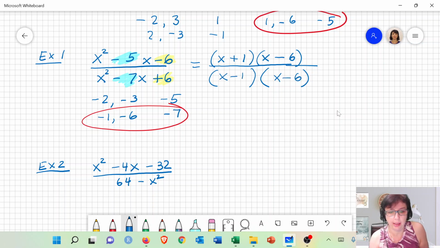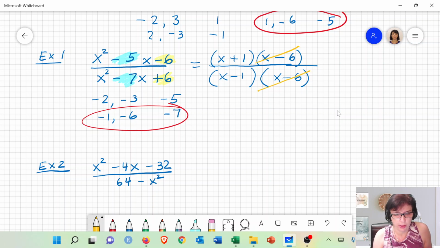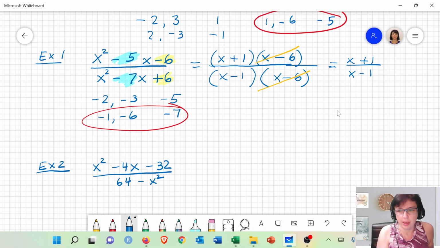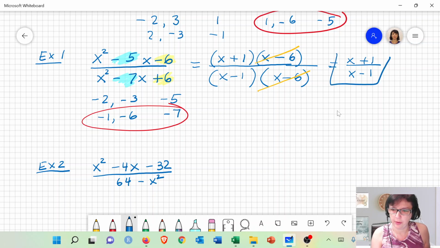And I can see that I did it right because I can see that there is a common factor that I can cancel, right? So I'm just going to go ahead and cross these out, the same ones, and then whatever is left is my answer. So I've got x plus 1 divided by x minus 1. See, so I started with something more complicated and I got this. This is my final answer there.